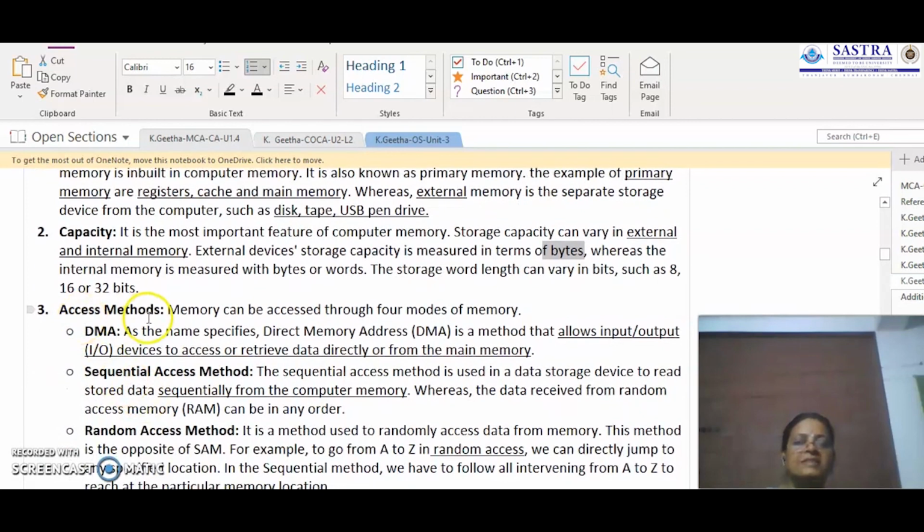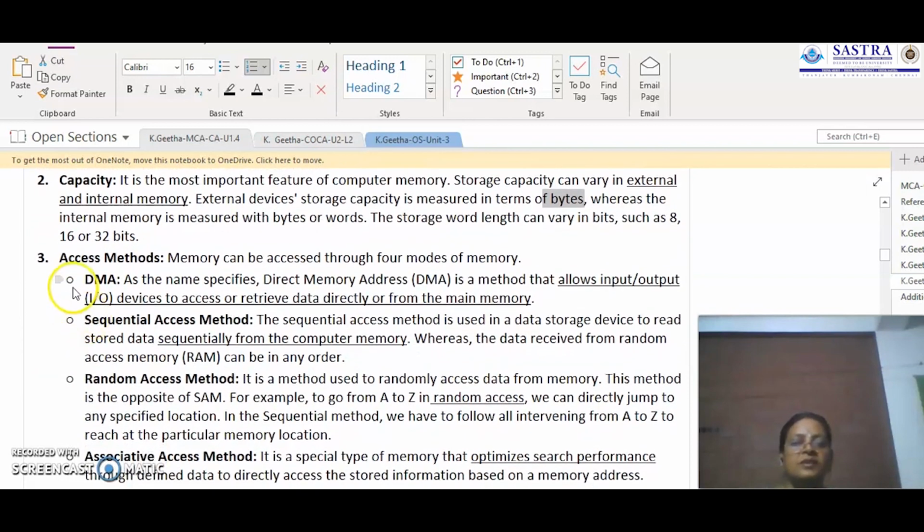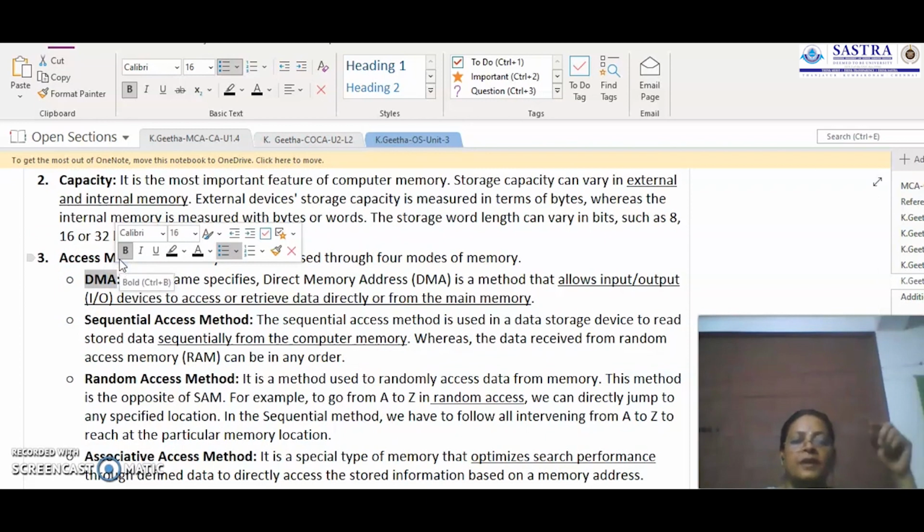Then coming to the access methods, how are we going to access each memory location. Based on the type of access, we have different classifications. The first classification is called direct memory access, where the input and output devices are allowed to directly access the main memory without the help of the CPU, and this is usually implemented with the help of the DMA controller.